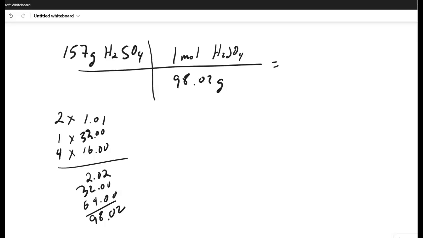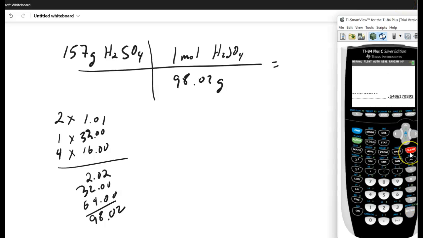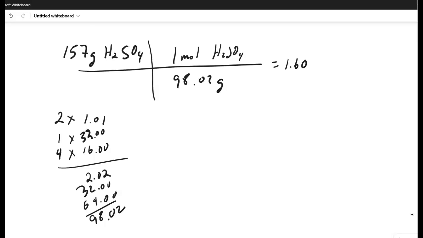So I go ahead and I divide that. Looks like it's going to be about 1.5. So, 157 divided by 98.02. I get 1.60 moles of H2SO4. So I went from grams in this case to moles. Okay.